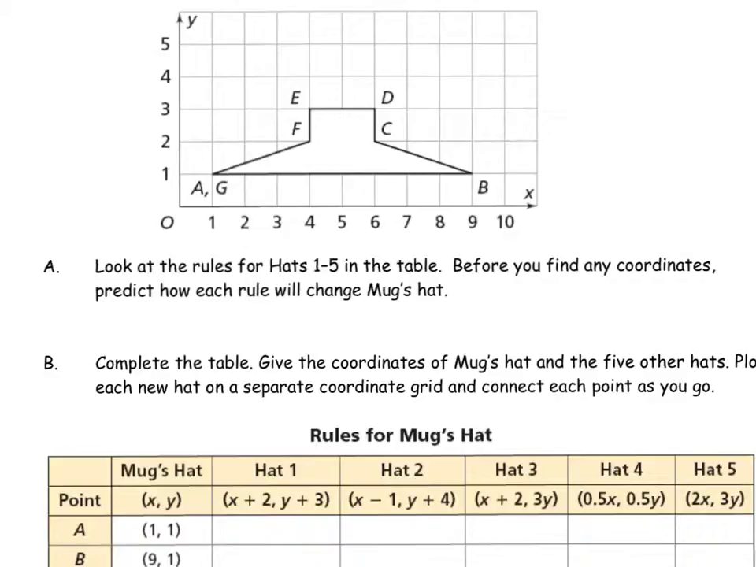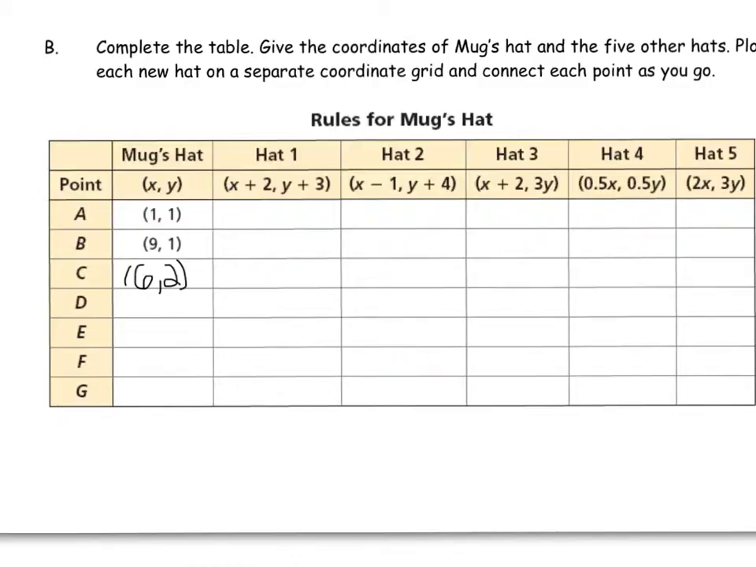Alright, point D is going to be at, follow the line here, we're going to follow the x coordinate here, and it's going to be 6, then you go up to 3. So the coordinate pair is 6, comma 3. Let's take a look at it. So you go 6, comma 3. That is for point D.